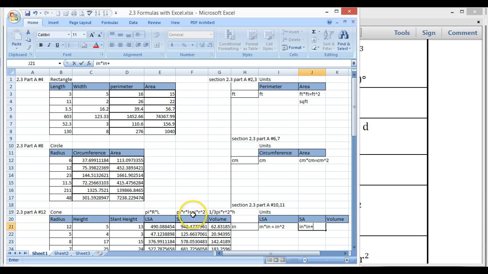Then I'm going to be adding it to pi, which is again unitless, but here I have r squared. That means I have the radius times itself, which is being measured in inches, so it's inches times inches. That's beautiful because if I have inches times inches, which is inches squared, then I can go ahead and add it to inches squared and get my final answer, which I did.